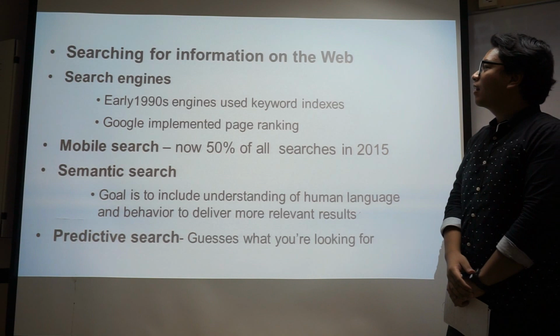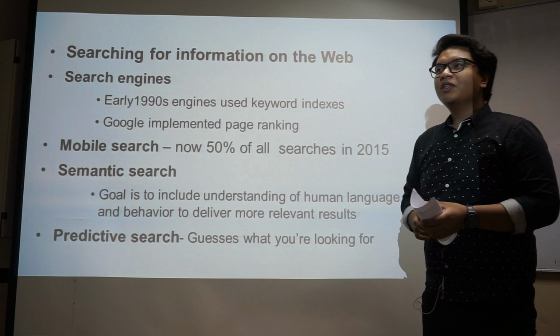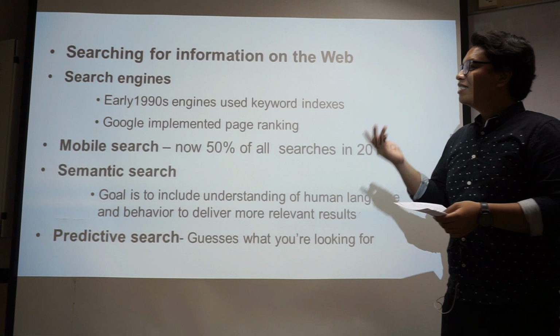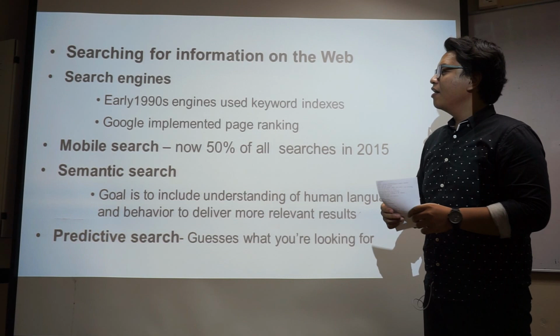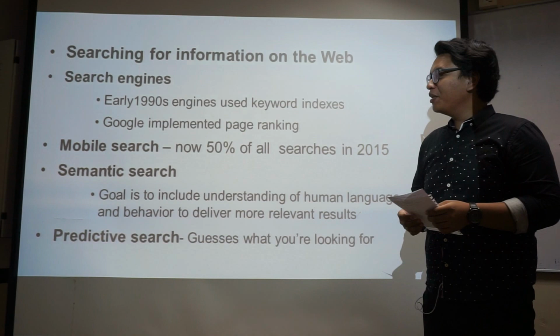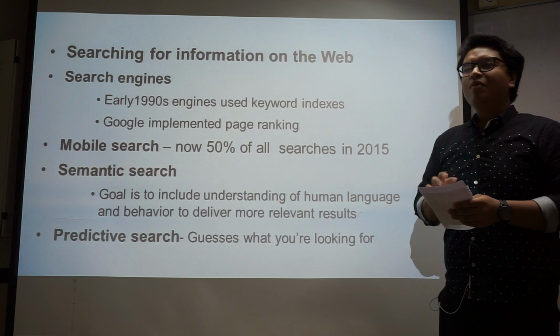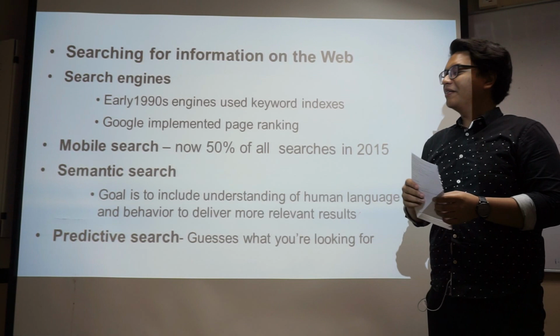So, searching for information on the website, I'm pretty sure everyone uses the internet and a search engine, where we type keywords. Mobile search is when you search on a mobile phone. Predictive search is when you type on Google and a suggestion appears, where it can predict what you want to search for. Next.